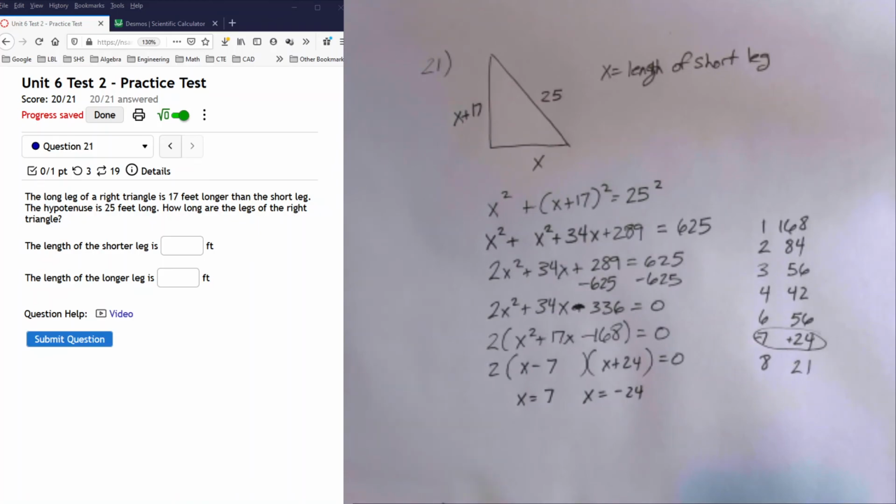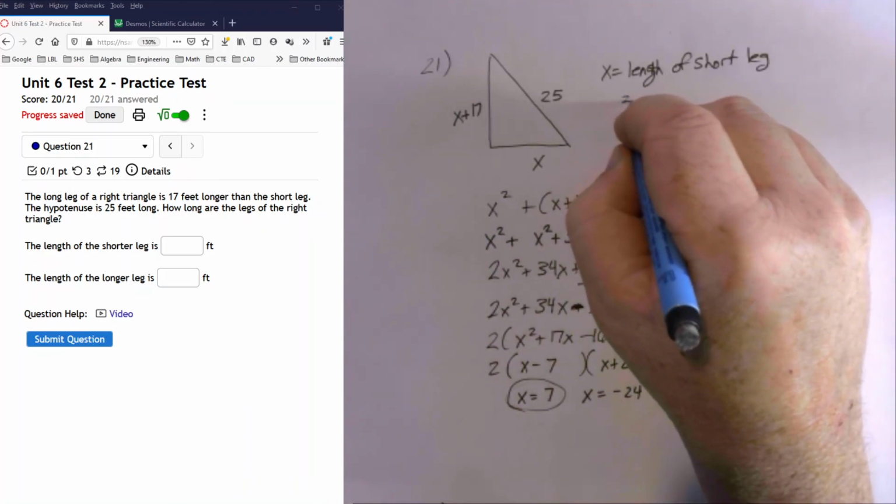All right, so go back to our problem. They're talking about a triangle. They're talking about the legs of a triangle. So having the length of the short triangle leg be negative 24 is really ridiculous, right? That doesn't work. We don't talk about negative lengths like that.